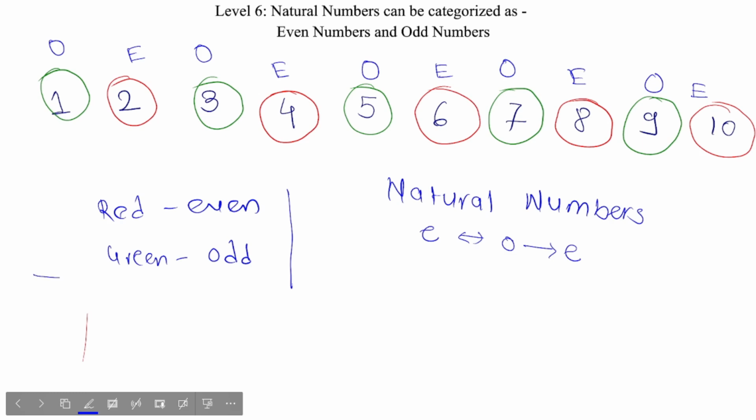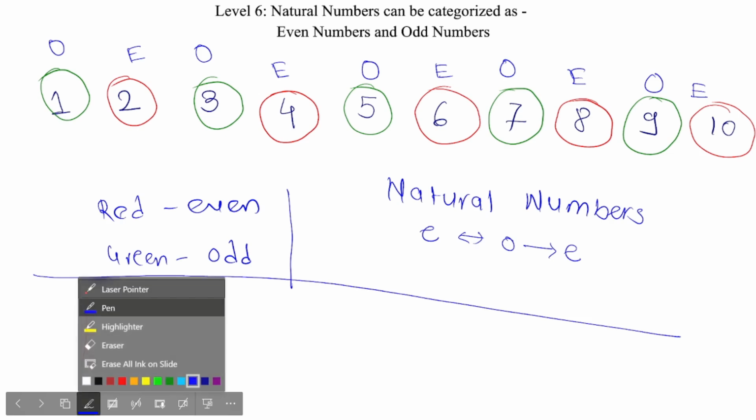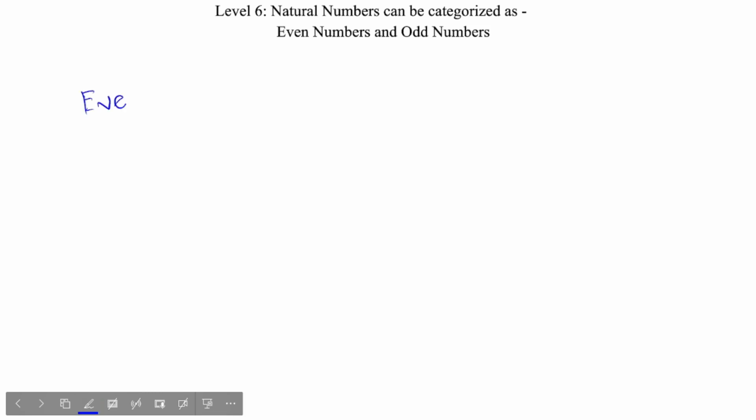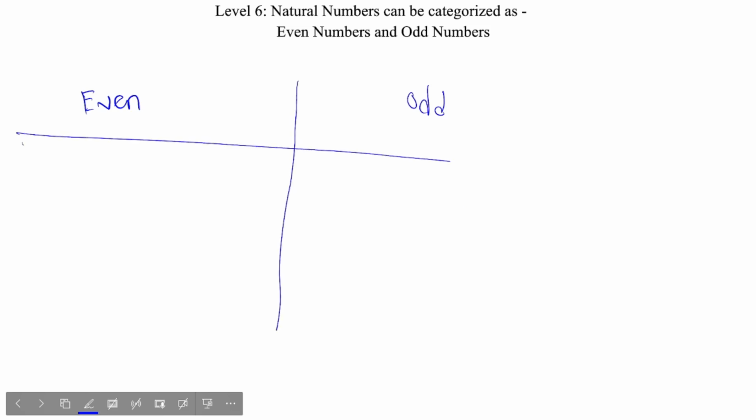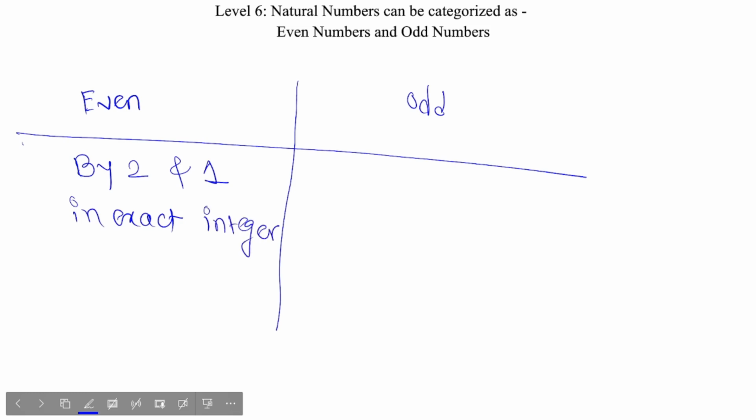But what is this even and odd exactly? Okay, now come to the main point. What are even and odd exactly? Even numbers are those numbers which are divisible by 2 with an exact integer result. For example, let us suppose I divide 5 by 2. I won't get an integer. I am getting just a fraction value, 2.5.